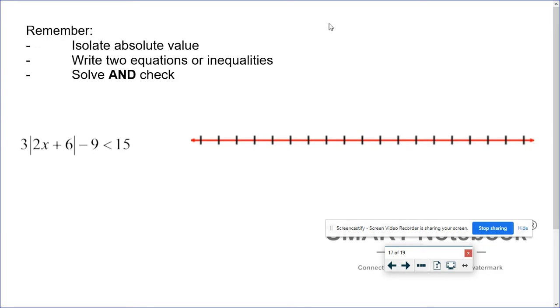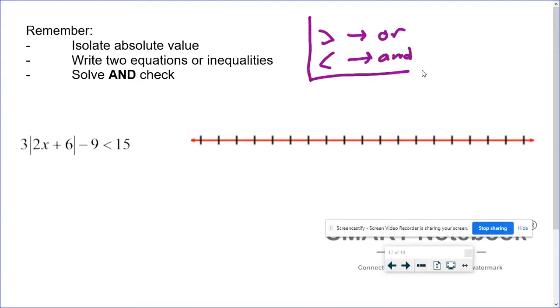I would also recommend writing for absolute value inequalities, greater than becomes an or, less than becomes an and every time. So that's something to remember. And it also helps, right? Like, right now I'm looking at an absolute value inequality, it's less than. That means I'm going to end up with an and compound inequality. If I don't, something went wrong, okay?